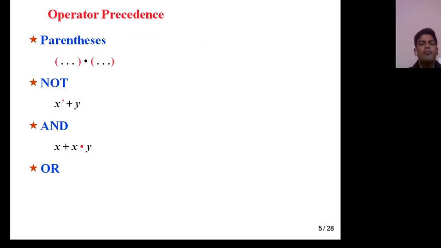And operator precedence. Okay, this is very important. In ordinary algebra there is BODMAS. Just like that, in this case you have to remember the precedence of operators. First preference is given to parenthesis, then NOT, then AND, then OR. Highest priority is parenthesis and least priority is OR.